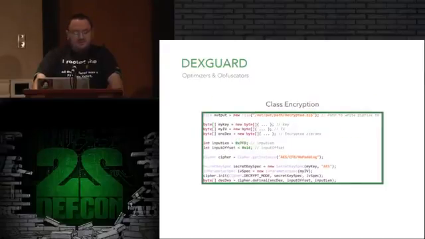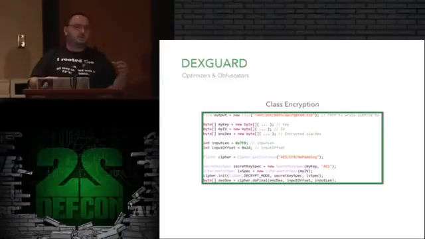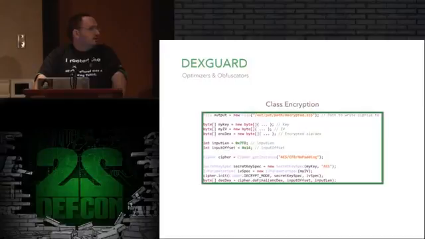Class encryption is pretty much the same thing. Class encryption packs the original class in a zip file, encrypts it, and stores it in the main class.